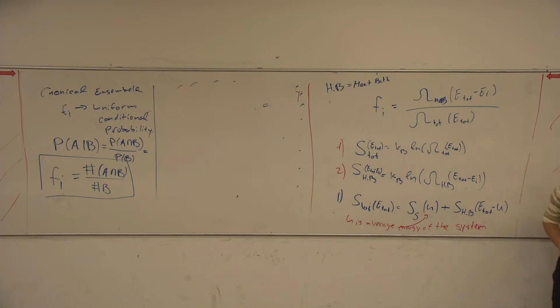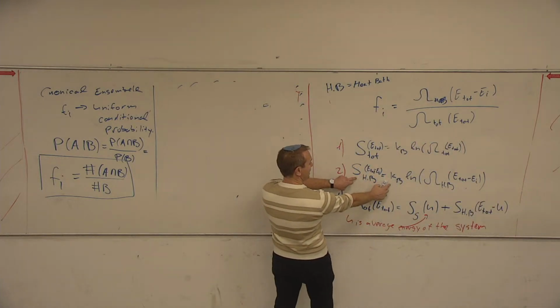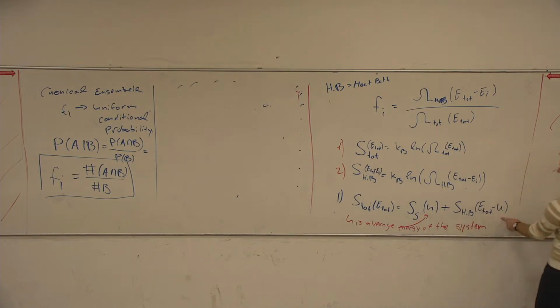Okay. Due to this extensive property, I can make this step. So this is one, right? So instead of writing it like this, I'm going to represent it like this. The next step is somehow to take S total and represent it in terms of U and E total minus U.